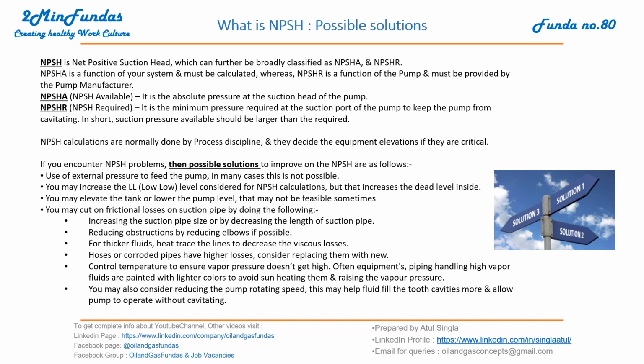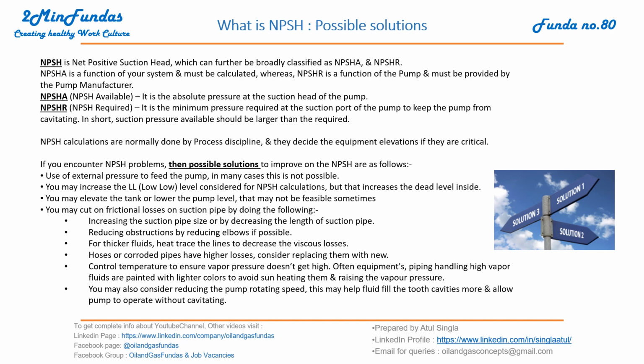In short, suction pressure available should be larger than the required one. If you see the definition, it is the absolute pressure at the suction head of the pump. Available is the actual available suction head, and required is the minimum pressure required at the suction port of the pump to keep the pump from cavitation. So if available is more than required, then the system will be working smoothly.